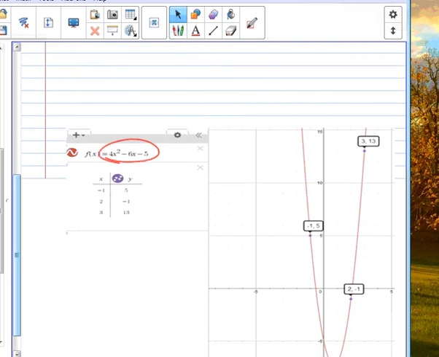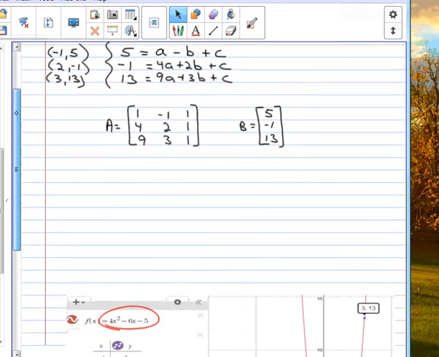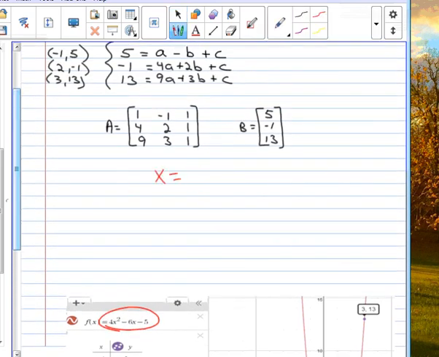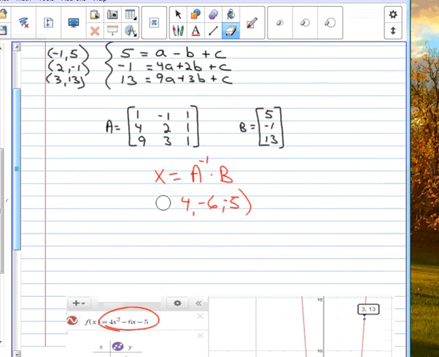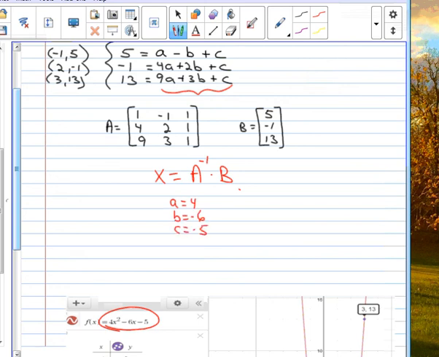I don't see what I've entered wrong, but you should be getting 4, negative 6 and 5. X equals inverse matrix A times matrix B, which is 4, negative 6, 5. That is what you're supposed to be getting. Negative 5? Negative 5. Now, I guess I really shouldn't have put it in an ordered pair. This is A, B, and C. A is 4, B is negative 6, C is negative 5.